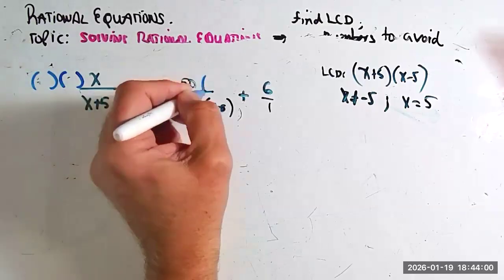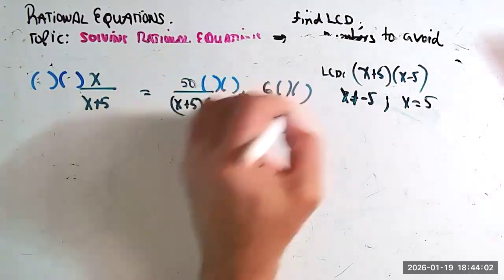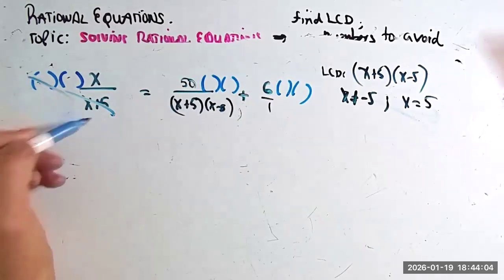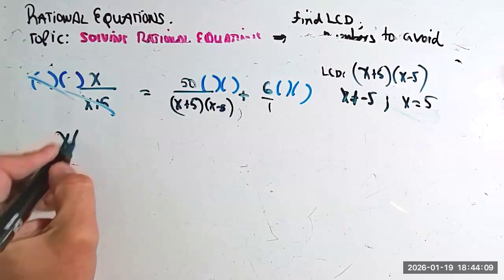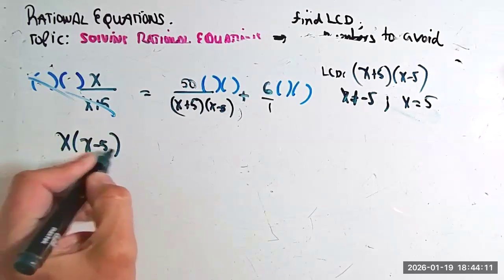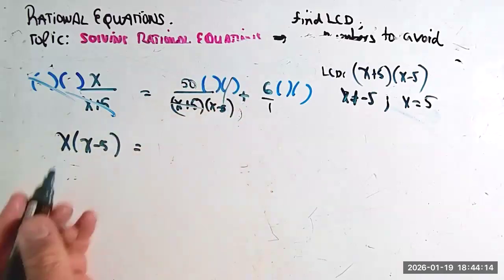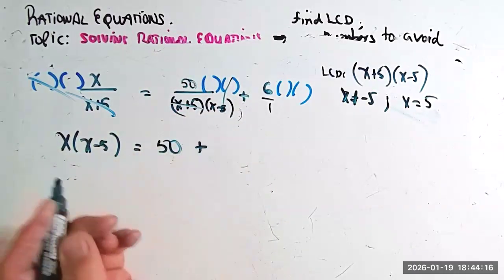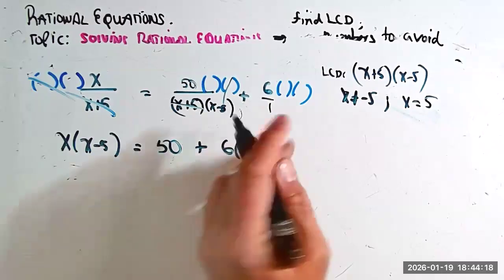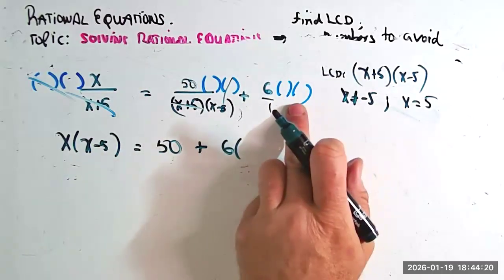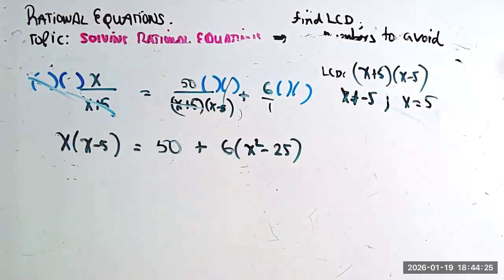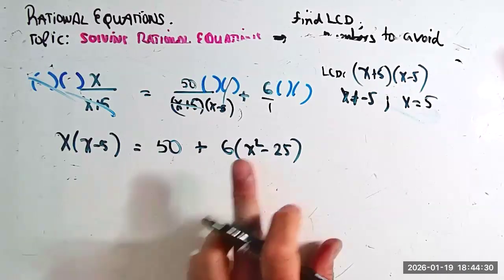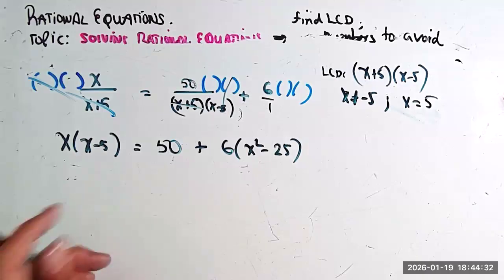So I'm going to be a little bit practical, not lazy, practical. Notice that here x plus 5 simplifies, so we have x times x minus 5 equals, here both of them simplify, will be 50 plus 6 times, remember, folks, when we multiplied this, it was what? x squared minus 25, right? When we factor it, I'm going to put it back like that. So now it's a quadratic equation. We need to set it equal to 0.